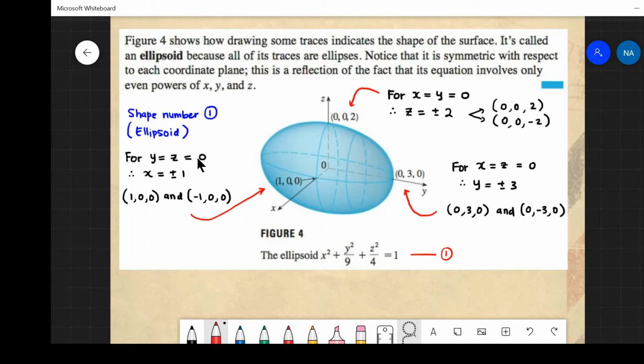So substitute the Y and Z values into this equation, and we get the X value. Now we have 2 X values, which is X equal to plus minus 1. Therefore, we are going to obtain 2 coordinates just right over here. So we have this point and this point. We know that 1, 0, 0 is exactly right here. Meanwhile, the other point is on the other side of the ellipsoid, which is here. We can't see the point, but we know that it is on the other side of the ellipsoid.